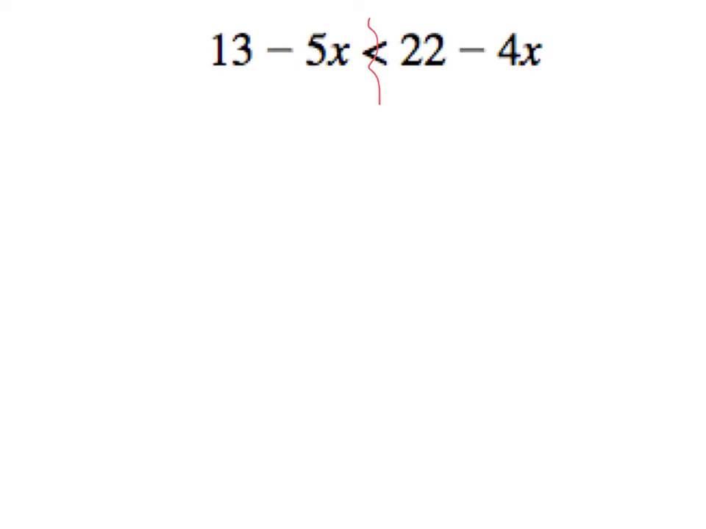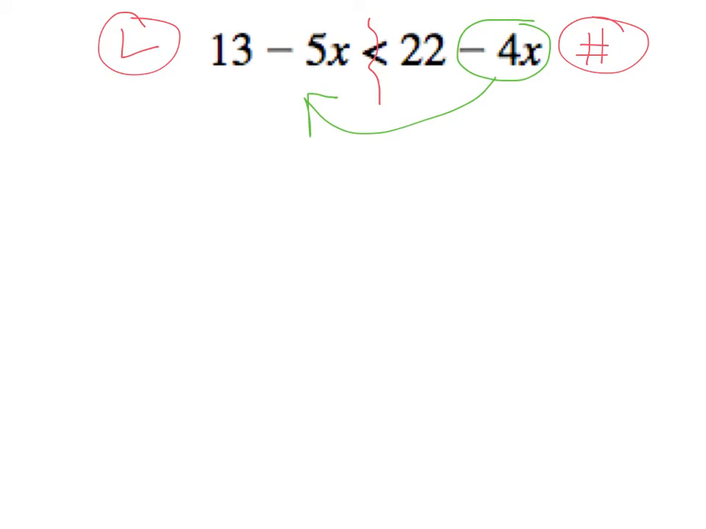We're going to draw a wall through the inequality. Remember, it's letters on the left, numbers on the right. So for this, I want to get this -4x to the left side, and I want to get this constant of a 13 to the right. So I'm going to recopy everything.